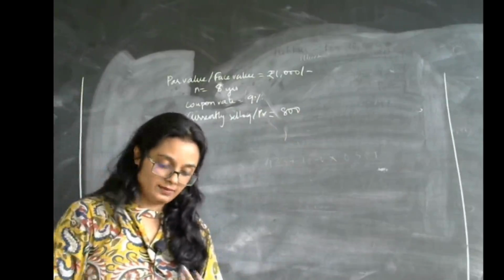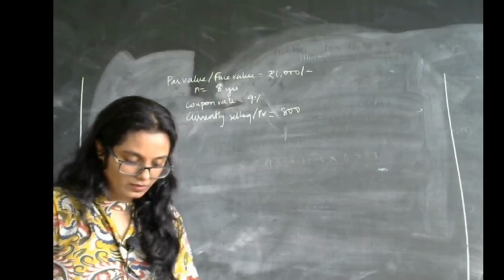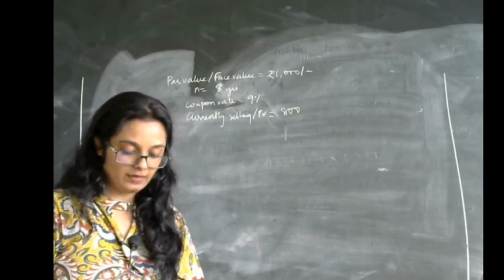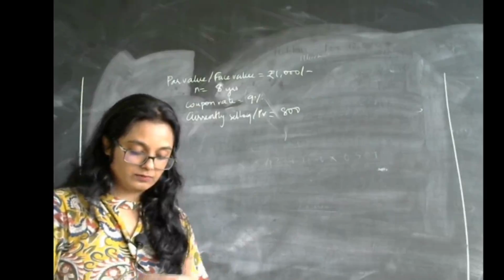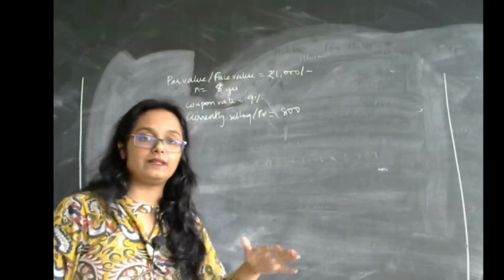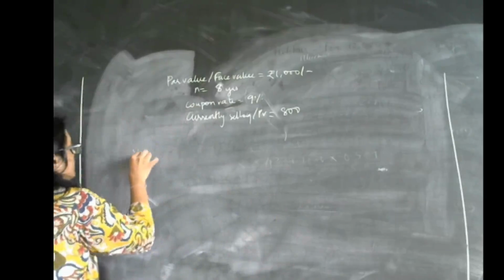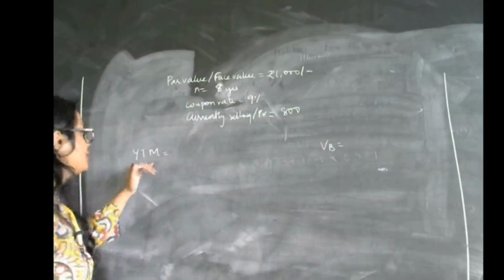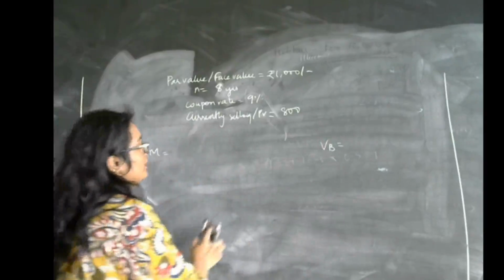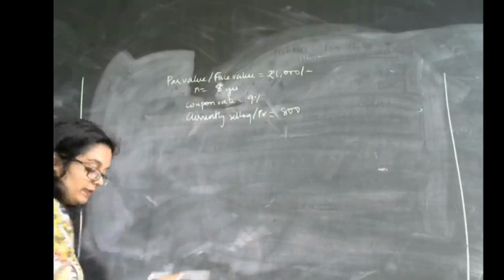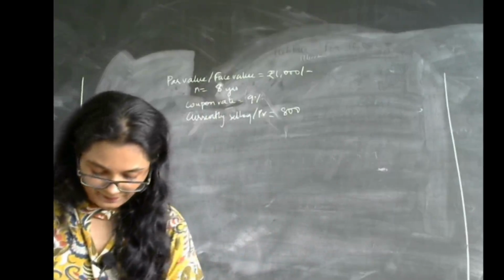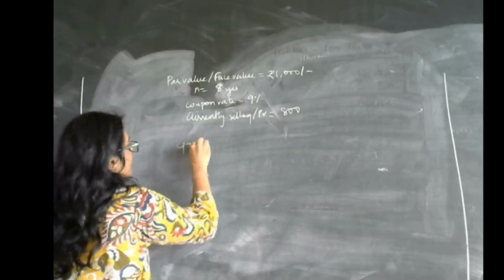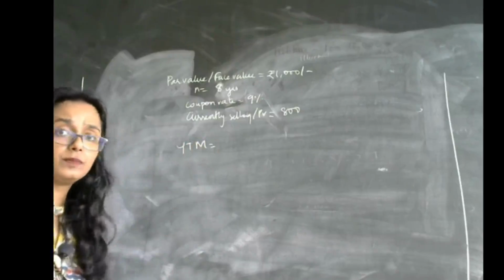So let us try and check it out. Now let us write down the formula of YTM. What is the formula for YTM that we have seen? Let us write down the formula for YTM and the formula for value of bond. Let us solve it first using YTM so that we know what the interest rate is, and then we'll use the interpolation method.